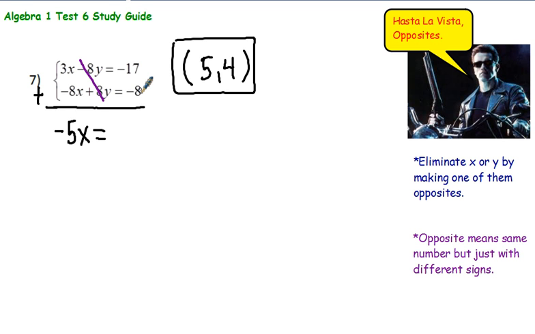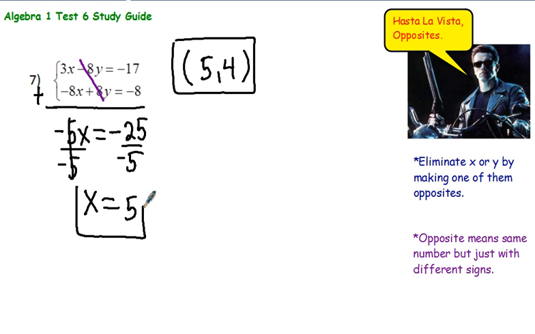I have 17 negatives and 8 more negatives, so that gives me a total of 25 negatives. I'd have to add those together. And then I'm going to divide both sides by negative 5. So we get x equals 5. Remember when you multiply and divide, same signs positive, different signs negative. Alright, so x equals 5.